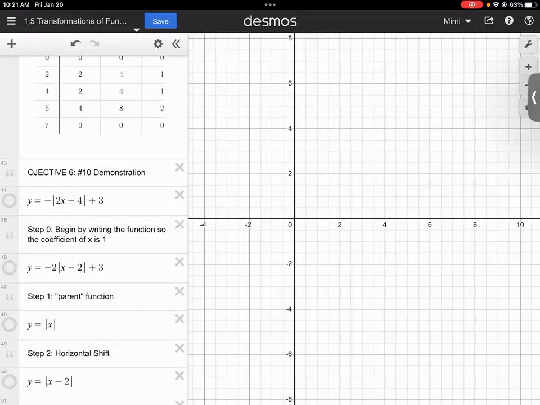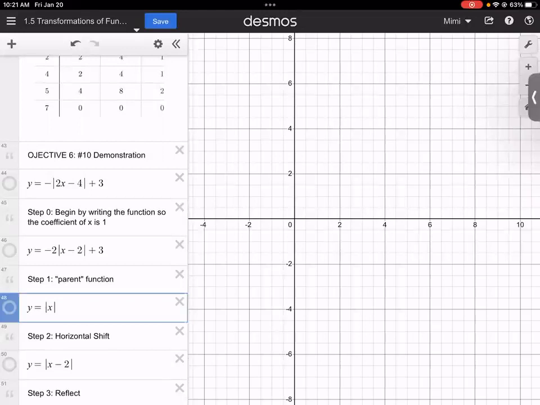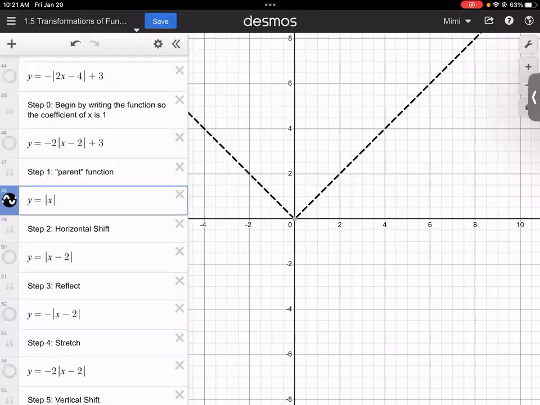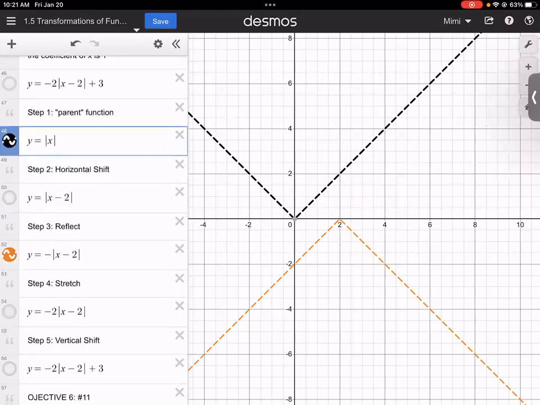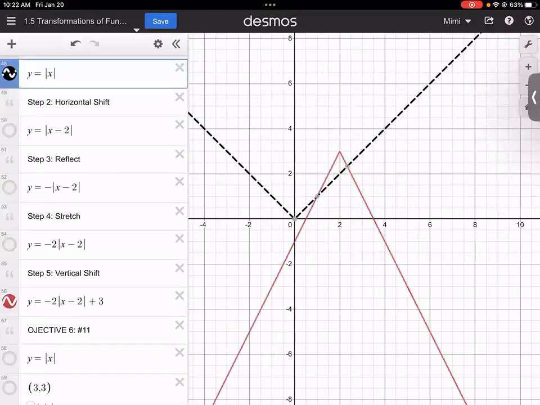Now I want to graph this one. If it is an exam, then you're going to be asked to write the function. So the coefficient is 1. We already did that. Step 0, parent function: y equals absolute value of x. Step 2 is a vertical shift of 2 units. And step 3, reflect over the x-axis. And then step 4, you stretch, so it gets skinnier. And then step 5, vertical shift, move up 3, there you go.